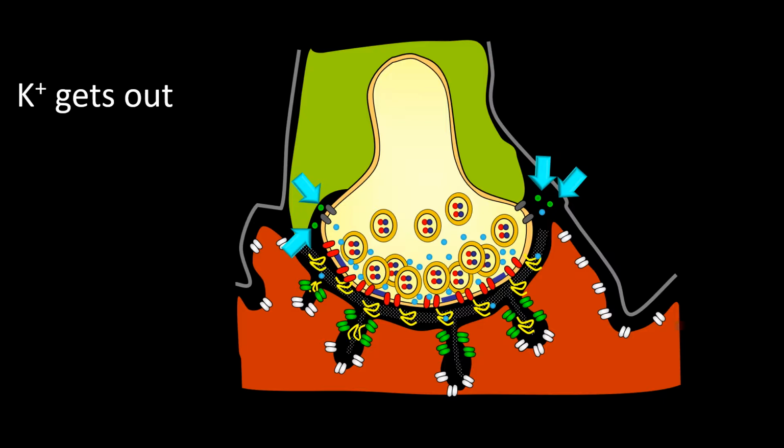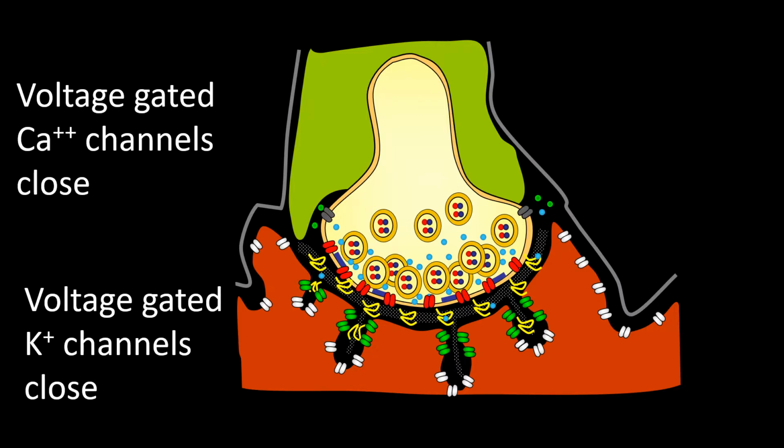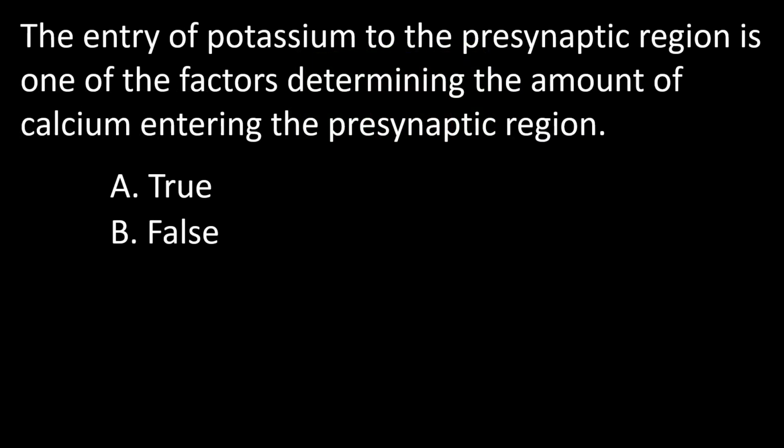So, when repolarization has occurred to a certain level, calcium channels close, and then potassium channels close. So the answer to this question is B.